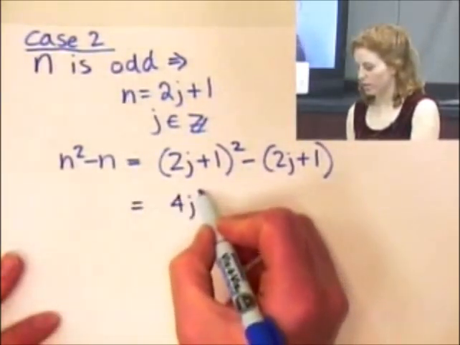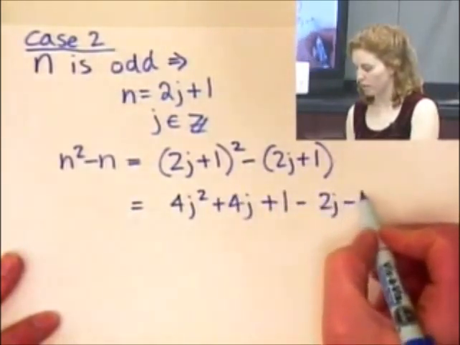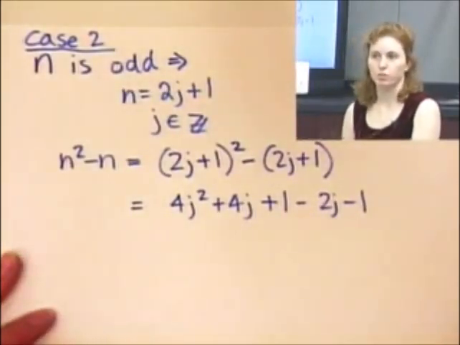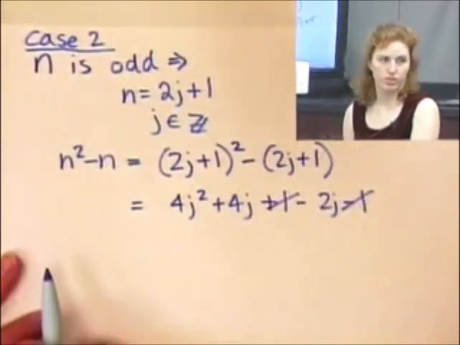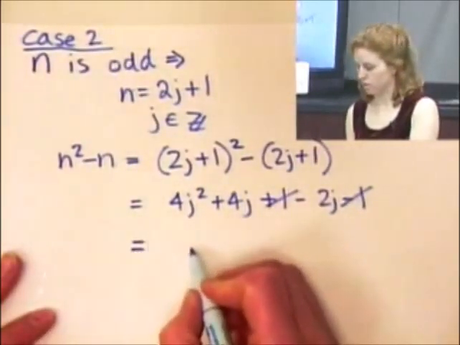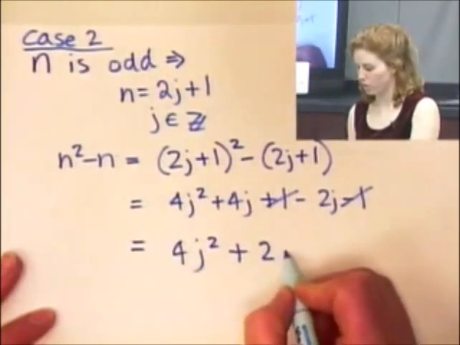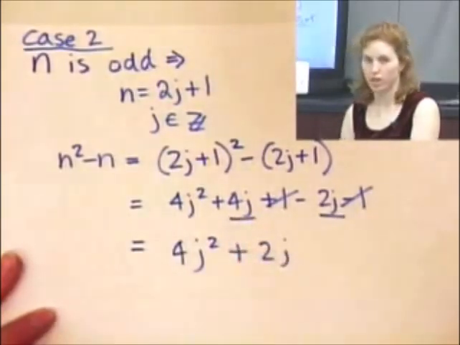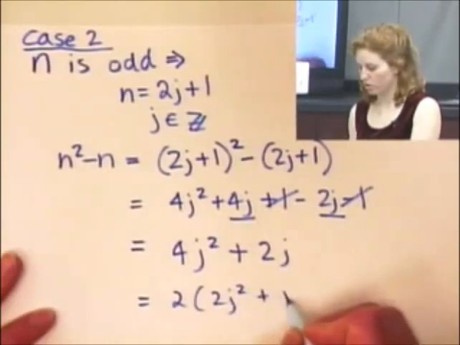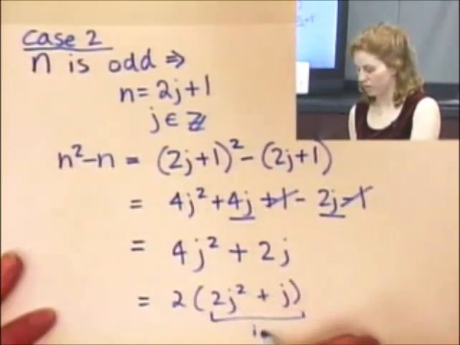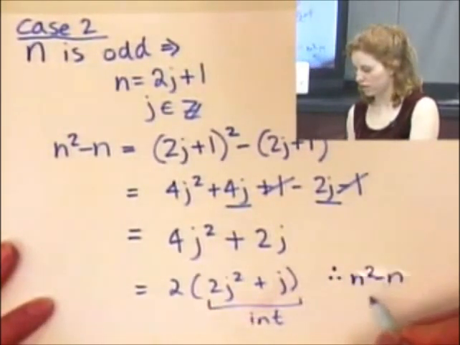So this is going to be equal to 4j squared plus 4j plus 1 minus 2j minus 1. So that looks pretty good because our plus 1 and minus 1 are going to cancel, and then everything left is divisible by 2. But just to make everyone happy, we'll combine those j terms to get 4j squared plus 2j, because I have 4j minus 2j, and that's equal to 2 times the quantity 2j squared plus j. And we're happy because this is an integer, and we factored out a 2, so therefore n squared minus n is even.